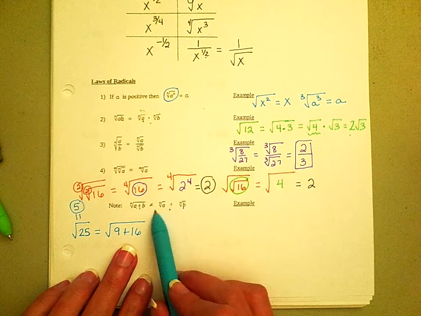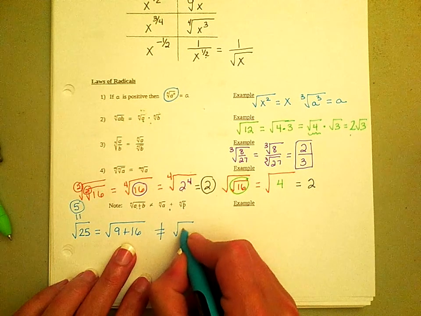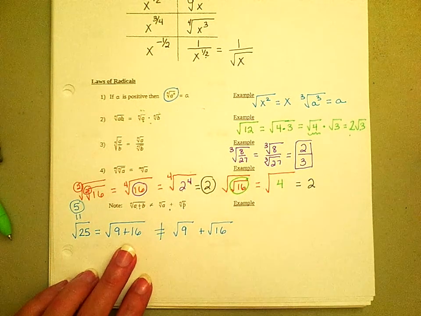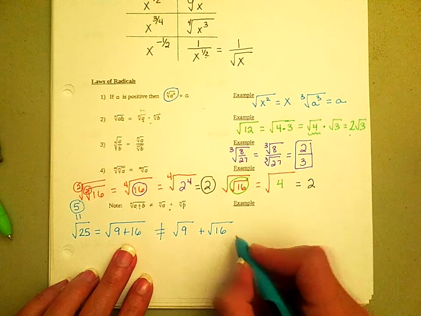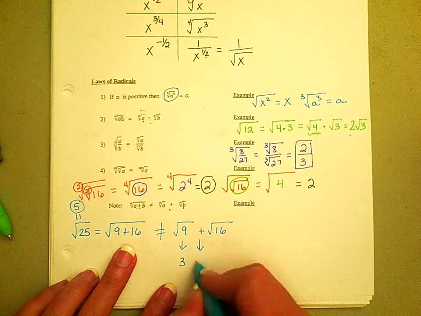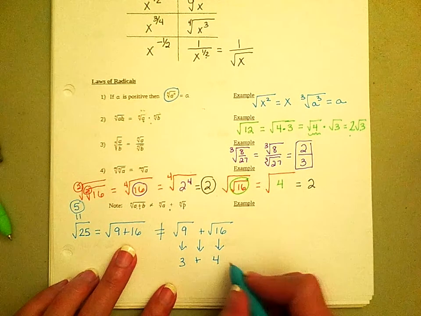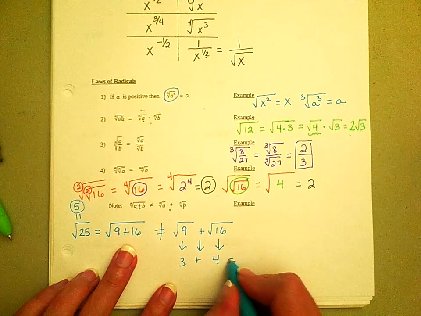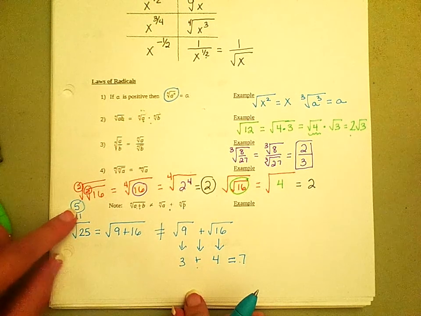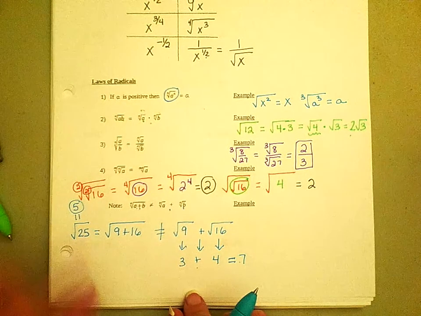So to illustrate that this property does not work, you might be tempted to say, well, that's the square root of 9 plus the square root of 16. But now this is equal to 3. We'll bring down the plus, and the square root of 16 is 4. And this would be equal to 7. But that is not what the square root of 25 is. Okay. So just be careful about this.